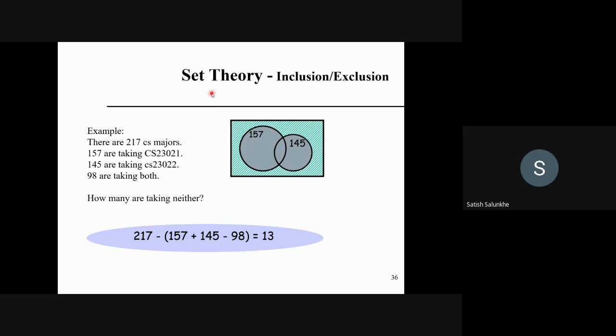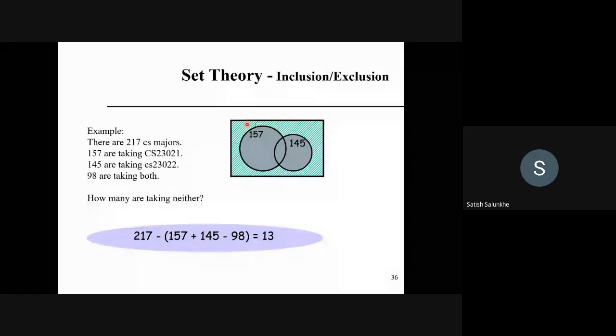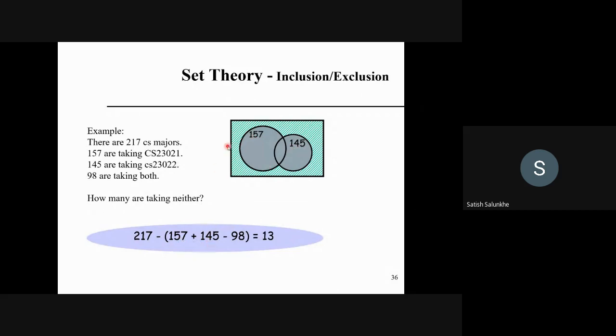Out of that, this is set A and this is set B. If you add these two together, 157 plus 145, you get students taking courses in this and courses in this. But this portion is counted in set A as well as in set B, so we need to eliminate it once. Therefore, we eliminate that intersection part, minus 98. If you do this, you get 13 students who are in neither set A nor set B. Any questions up till now?